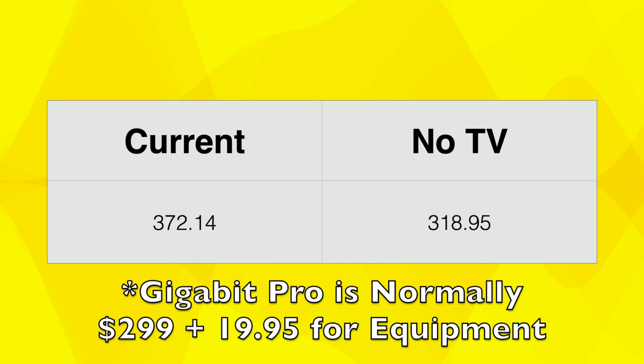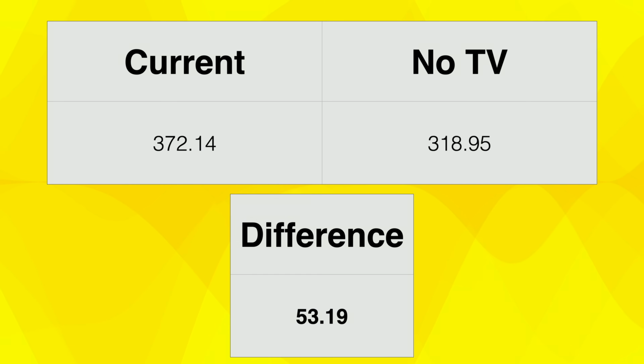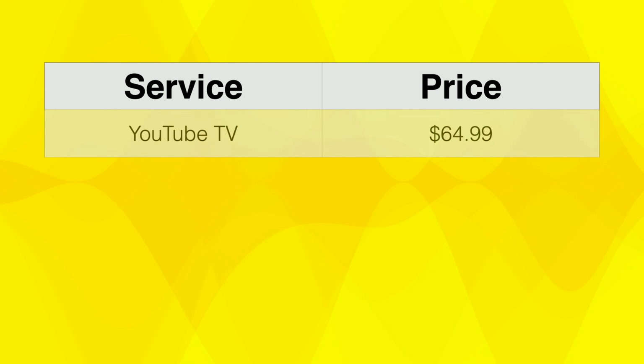Without TV, I'm paying $318.95. And if I did my math correctly, that's a difference of $53.19. Now, if we look at what it would cost to get my TV elsewhere, I think right now YouTube TV comparably is probably the least expensive service for what I currently have. That includes local broadcasters and some basic TV subscriptions.